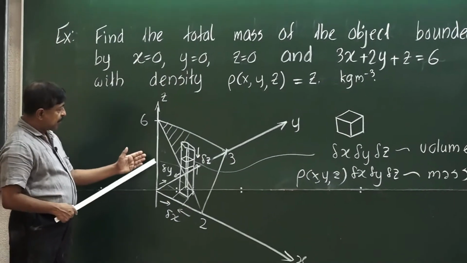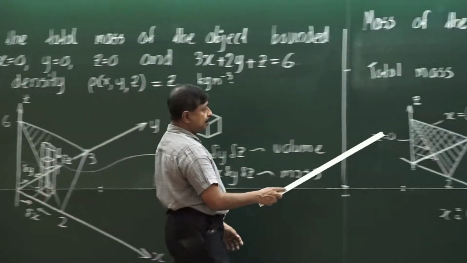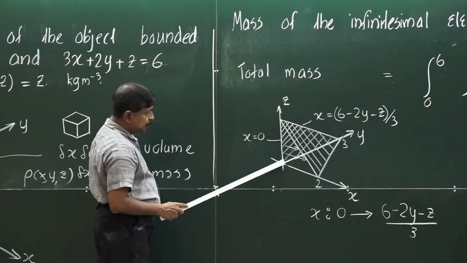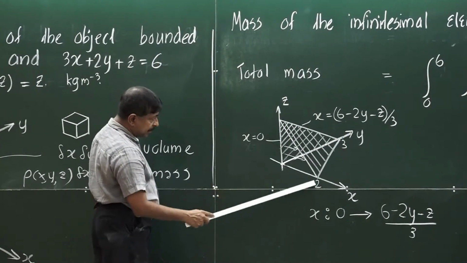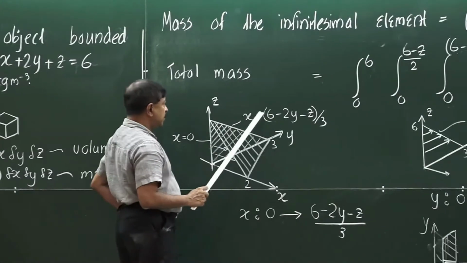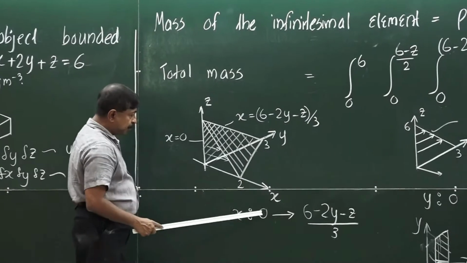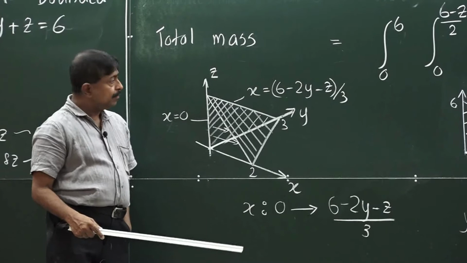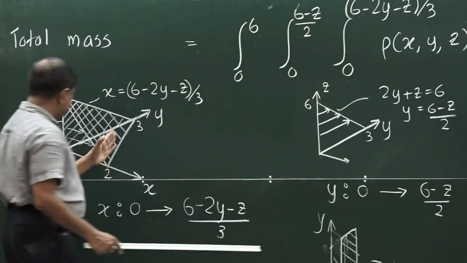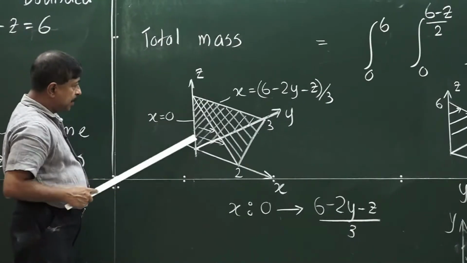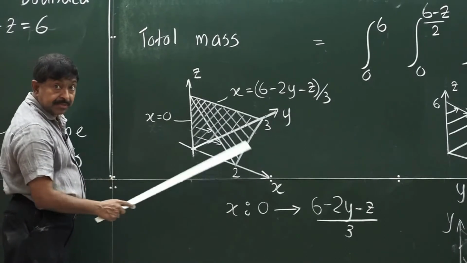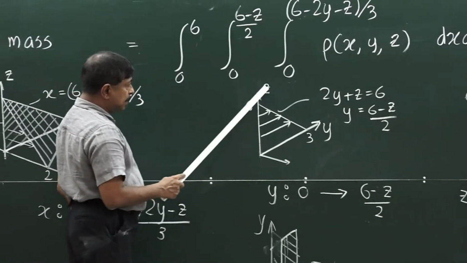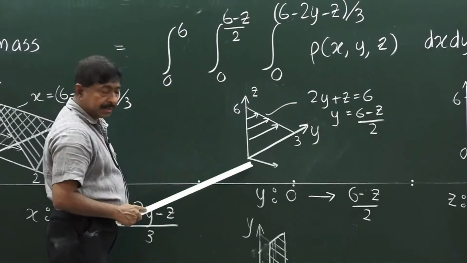X varies from this plane to this one. In this plane x is equal to 0, and in the plane sitting to the right hand side, the equation is this. So, x goes from 0 to this one, like in the previous example. Then we project this onto this plane, ignoring the x axis. On the y z plane it should be a triangle like this.